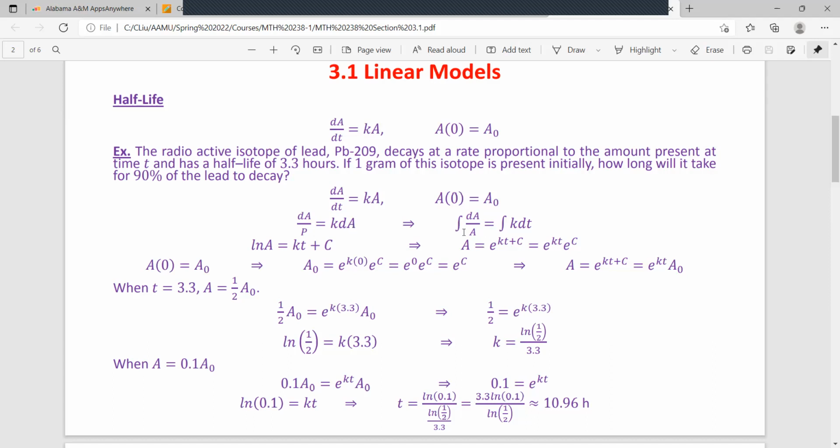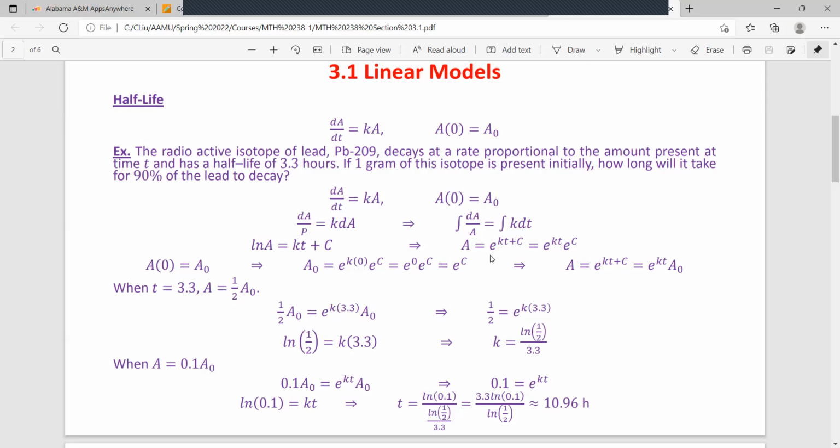Then you just integrate on both sides. dA over A equals K dt. So we get natural log of A equals KT plus C. C is an arbitrary constant that we need to determine. Once again, we don't have to worry about the absolute sign. When you integrate 1 over A, you should get natural log with absolute value, but because the amount A is always positive, you can ignore the absolute sign.